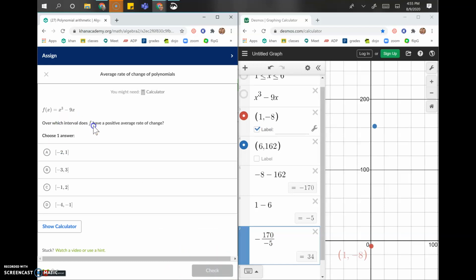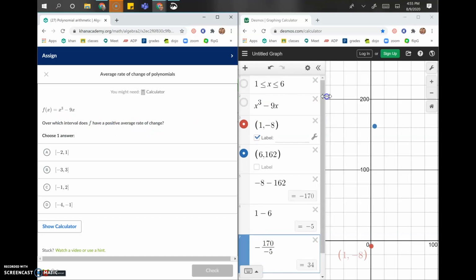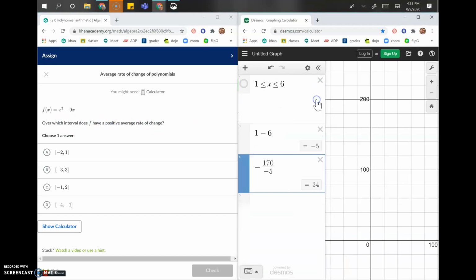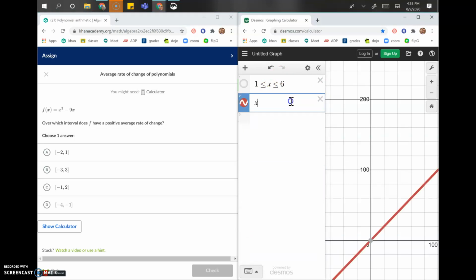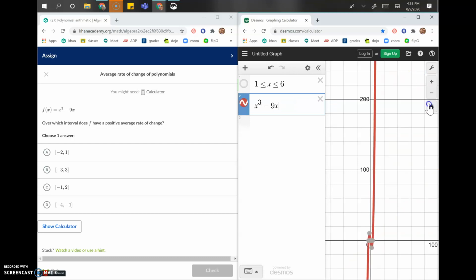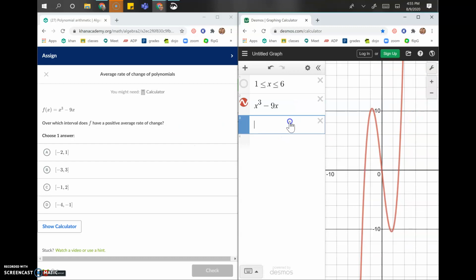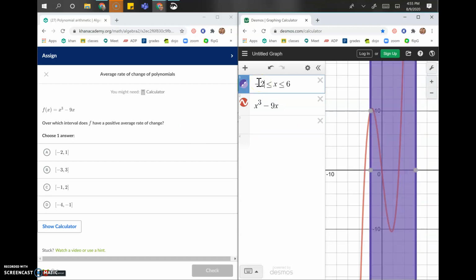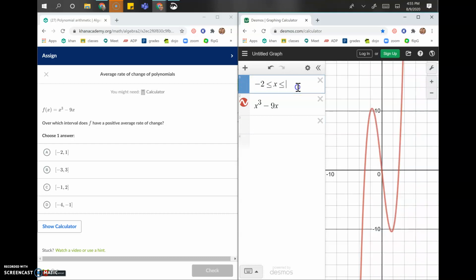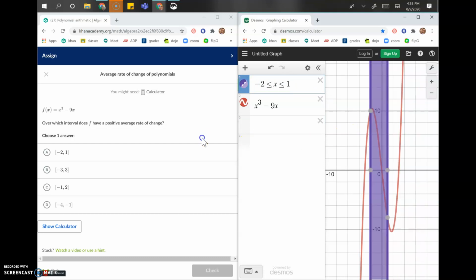Over which interval does the function have a positive average rate of change? Okay, so I'm going to take away these boxes real quick, reset. Our function is x to the third minus 9x. Oh, it's actually the same function, that's funny. And then we're going to put in the interval. So -2 is when it starts on the x and it ends on 1. And we're looking for positive.